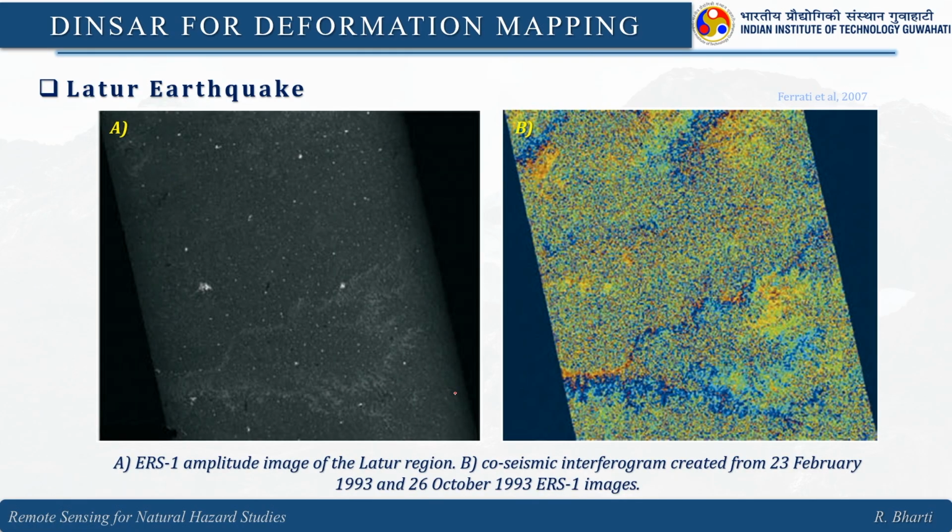So, here this is the example from Latur earthquake. Here A is the amplitude image of the Latur region and B is the co-seismic interferogram created from 23rd February 1993 and 26 October 1993 ERS images. So, you can see here.